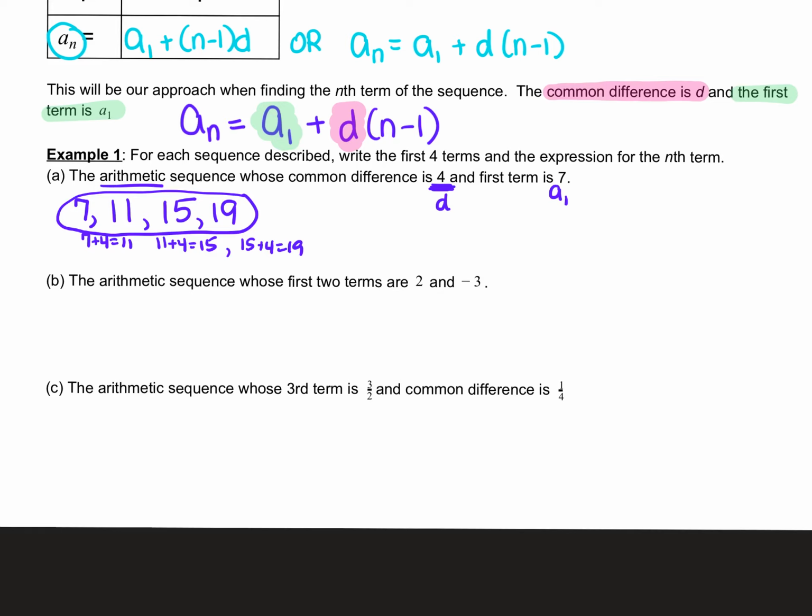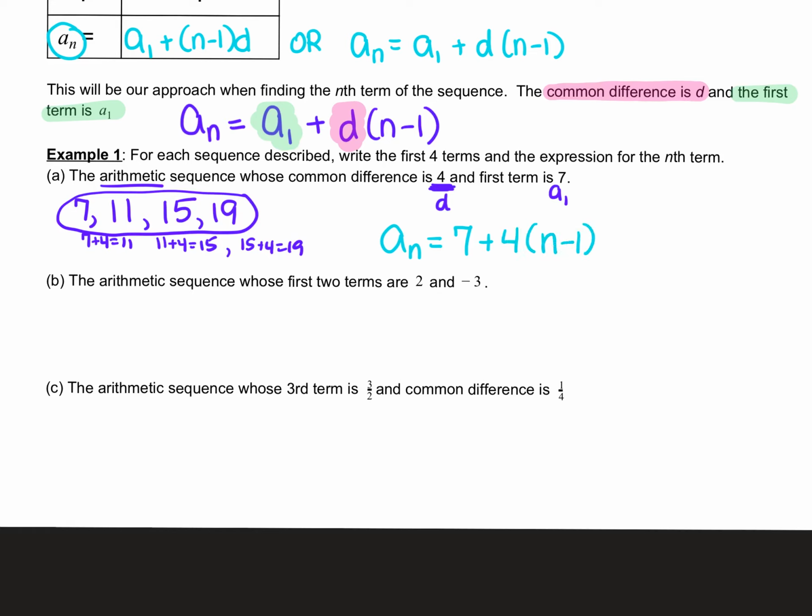But now let's write the nth term, an expression for the nth term. And this is where it can get a little tricky, but we'll just use the formula that we wrote up above. So to write the nth term for this particular sequence, we're going to take the first term, a sub 1, which we were given as 7, so equals 7 plus our common difference. Our common difference is d, that's 4. So our common difference is 4, 7 plus 4 times n minus 1.